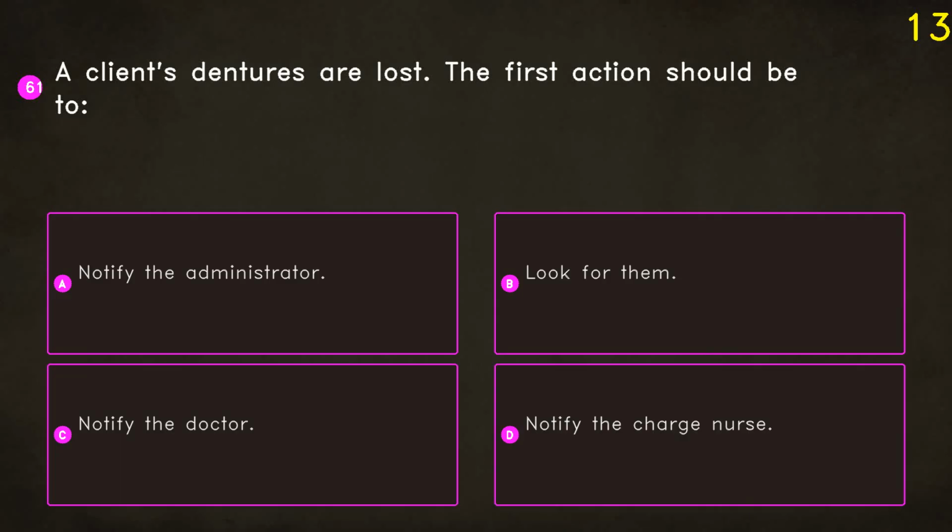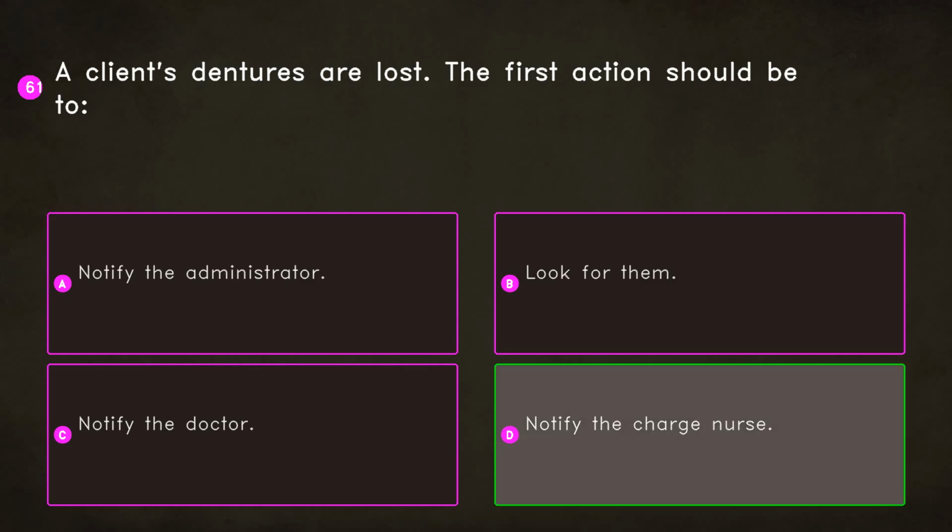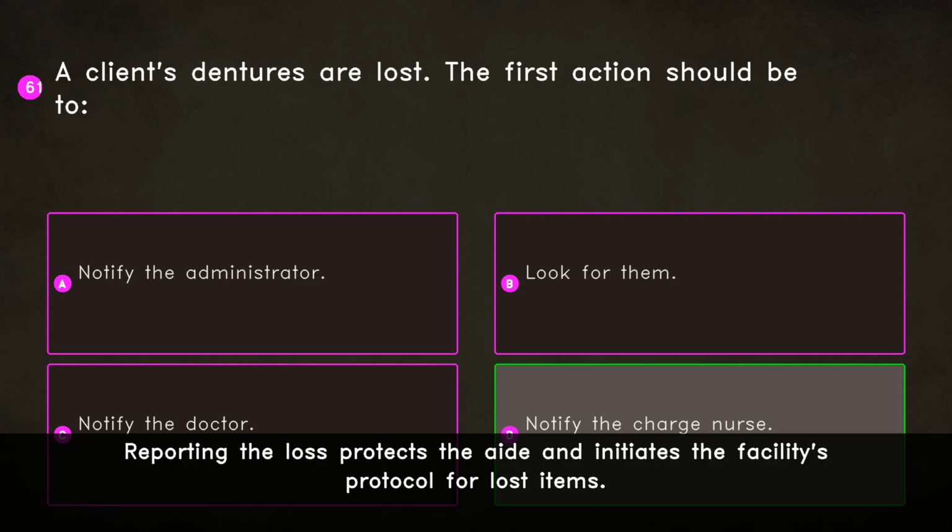Question 61. A client's dentures are lost. The first action should be to A. Notify the administrator, B. Look for them, C. Notify the doctor, D. Notify the charge nurse. The correct answer is notify the charge nurse. Reporting the loss protects the aide and initiates the facility's protocol for lost items.